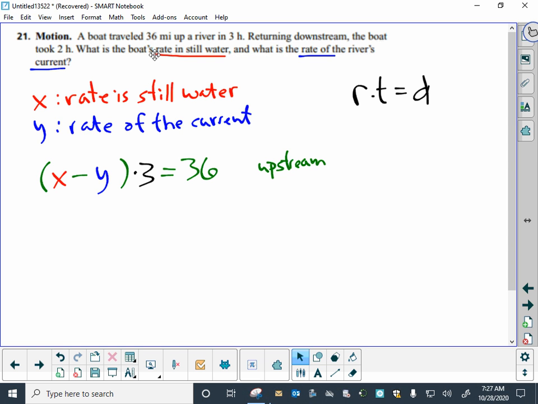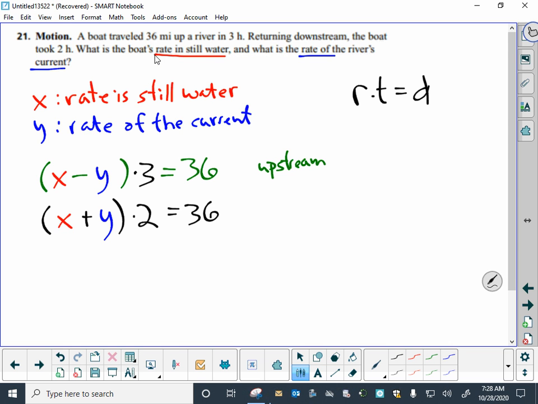We also have a downstream equation where the speed of the boat is working together with the current, so we can go much faster, and we can see that much faster accounted for just 2 hours that it took to cover the same 36 miles. This is our downstream equation. Okay. Now, things that we could do on this, if we distributed the 3 and the 2 through here, we'd be able to make some adjustments.